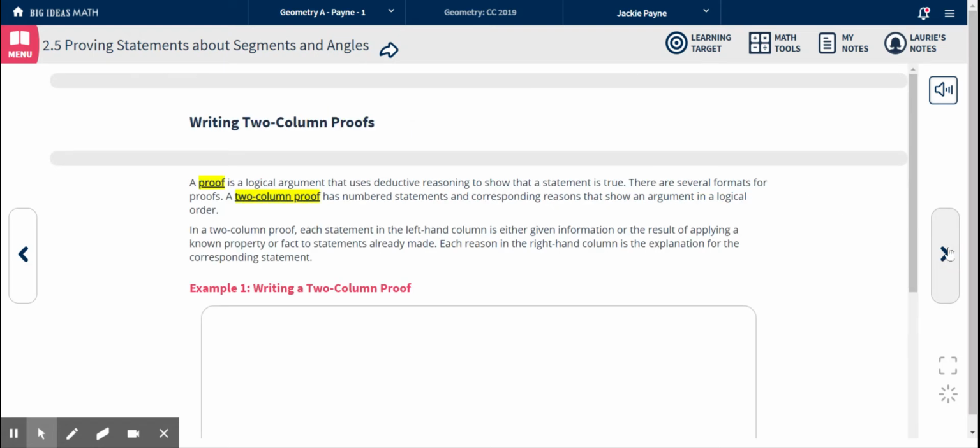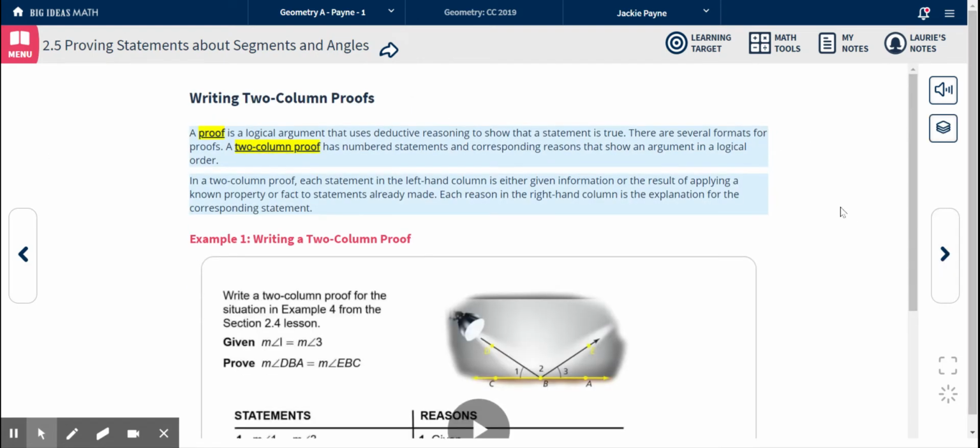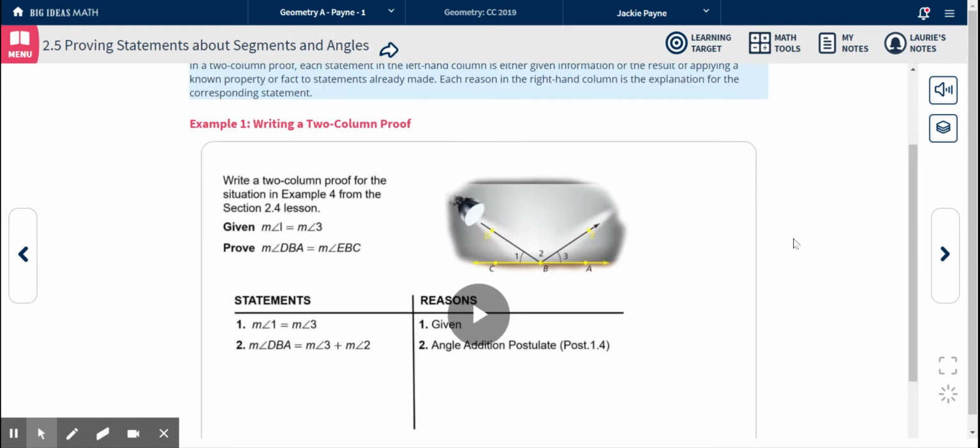So let's start. As you can see, a proof is a logical argument that uses deductive reasoning to show that a statement is true. And so in a two-column proof, the statement is always on the left. The reason is always on the right. That's just how we do it. And here's an example of a problem that was done in the last section, but we're going to show how to do it as a proof.